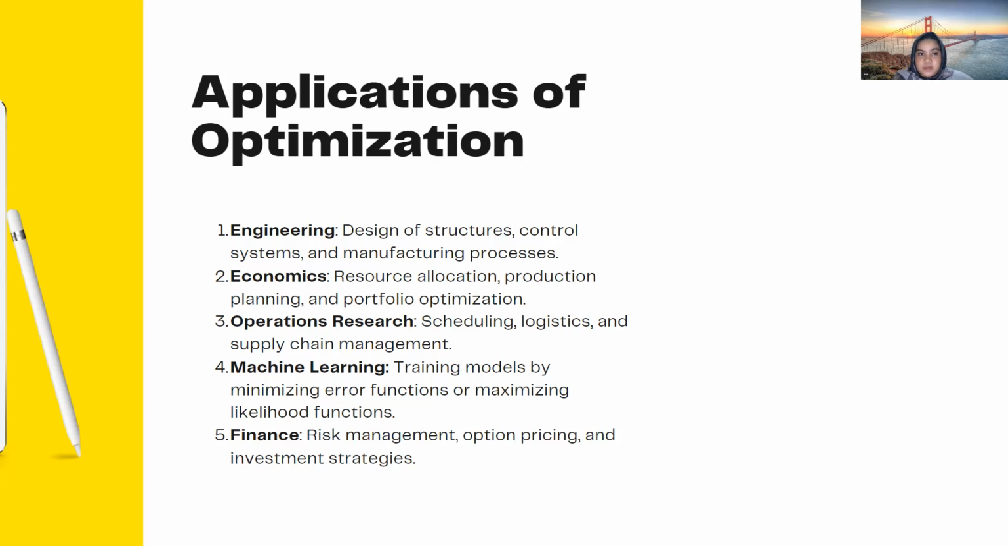Optimization also has applications in real life. For example, the first one is in engineering: design of structures, control systems, and manufacturing processes. In economics, for example, resource allocation, production planning, and portfolio optimization. For operations research: scheduling, logistics, and supply chain management. Fourth is machine learning: training models by minimizing error functions or maximizing likelihood functions. And the last one is finance: risk management, option pricing, and investment strategies.